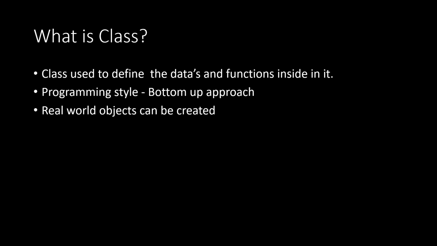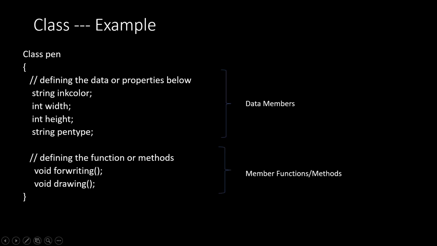So a class is for real world objects that can be created. We can create a real world object using the class. That is the concept of a class. You can see here an example of a class. Here is class pen. I have declared a class named pen with an open bracket, and I have defined the data and properties below.